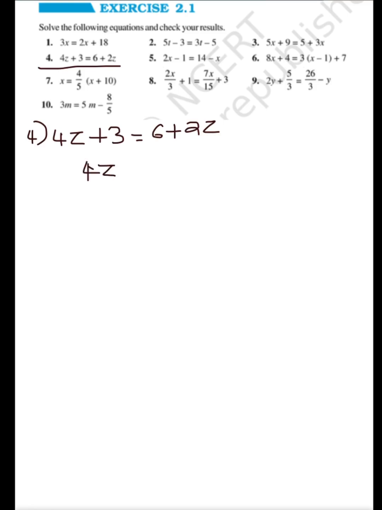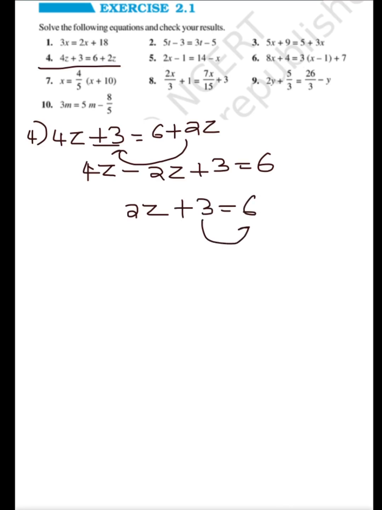4z plus 3 equals 6 plus 2z. Let's do that. So here also you can see variables are on both sides. So you can take the variables to one side. So you can write it as 4z. This 2z can be taken to this side. So it will become minus 2z. Now what is remaining? Plus 3. So plus 3 equals 6. Now what is 4z minus 2z? It's 2z. 2z plus 3 equals 6.